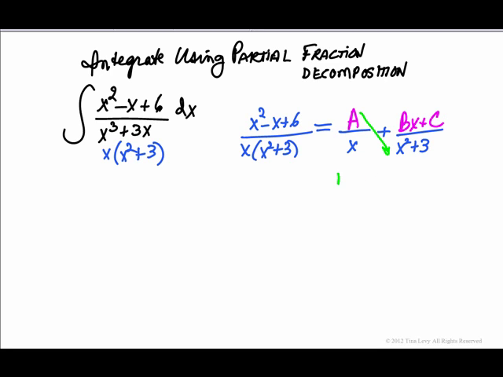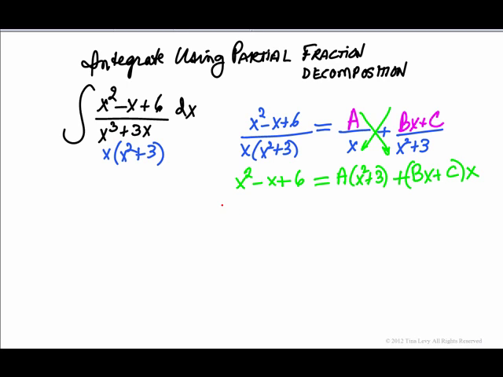So I have a times x squared plus 3 plus bx plus c times x. And I'm not going to finish the denominator because the two denominators will be the same. But that numerator part has to equal the original x squared minus x plus 6. I like the method where we substitute values.